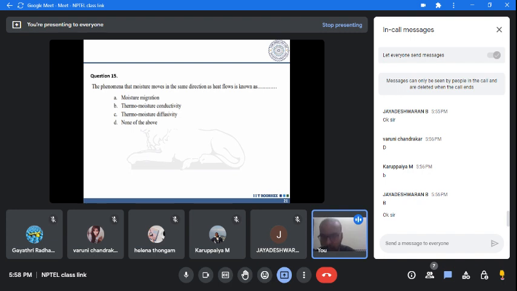The phenomenon that moisture moves in the same direction as heat means moisture and heat flow in the same direction. So what is that phenomenon called? A is moisture migration, B is thermo-moisture conductivity, C is thermo-moisture diffusivity, and D is none of the above.